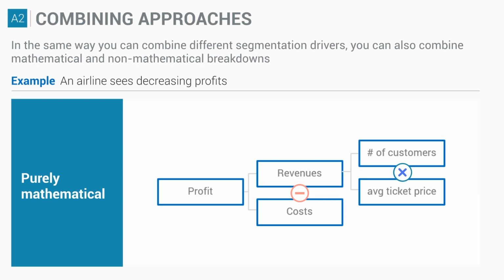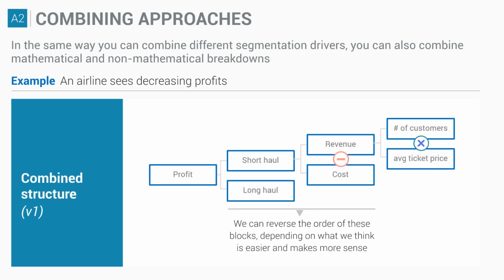Let's look at another way to structure the same problem, though. The profit could be segmented into a short-haul and long-haul profit. This is the product line segmentation. Now, we could use a mathematical approach to break down these nodes. For example, the profit from short-haul is equal to revenue minus cost from that segment. The revenue is further a function of the number of customers multiplied by the average ticket price.